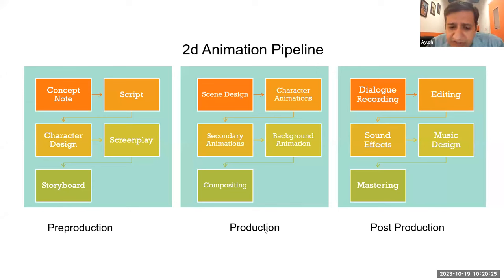Then we start making those things. We start with the scene, we start with the background, we make those backgrounds, we start with animating the characters. Each character that was designed here, their different parts of their bodies are made, the legs, the arms, they are all broken apart, and then we add movement to them, that is character animation. We add secondary animations, like we saw those birds, leaves in the background, things like those.